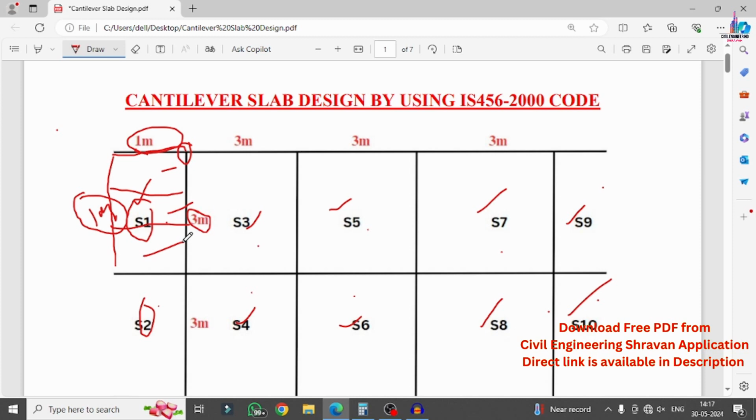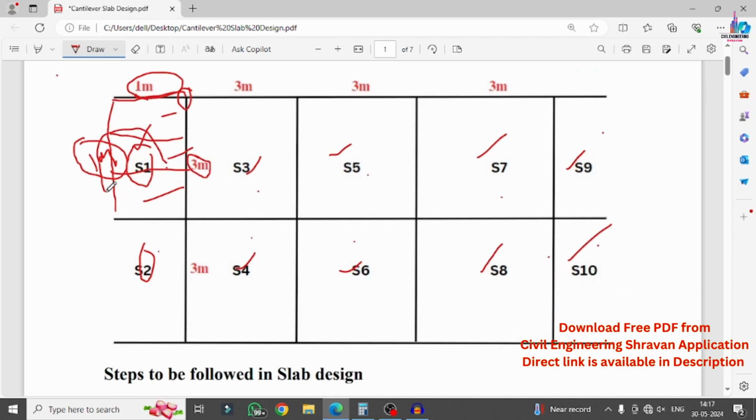So we will start designing this particular S1 section, which is the cantilever slab section 1, using the manual method as per IS 456:2000 code.